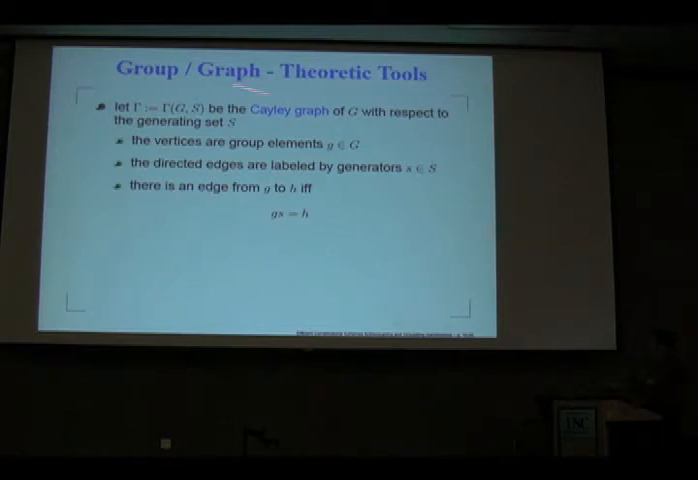Okay. So now I want to use all this stuff to simulate Hamiltonians with bounded strength controls. So we need some more group and graph theoretic tools. So let gamma be the Cayley graph of G with respect to the generating set S. So what does this mean? The vertices are group elements, and the directed edges are labeled by generators. And there is an edge from G to H if and only if G times the generator S brings us to H.